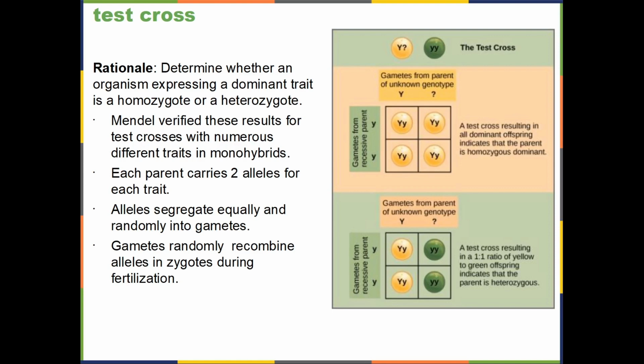So if they are homozygous, the top one is what we're going to see. They're all going to be the same, right? Now, however, if we have a heterozygous cross in here, we're going to see some variation in the offspring. All right.